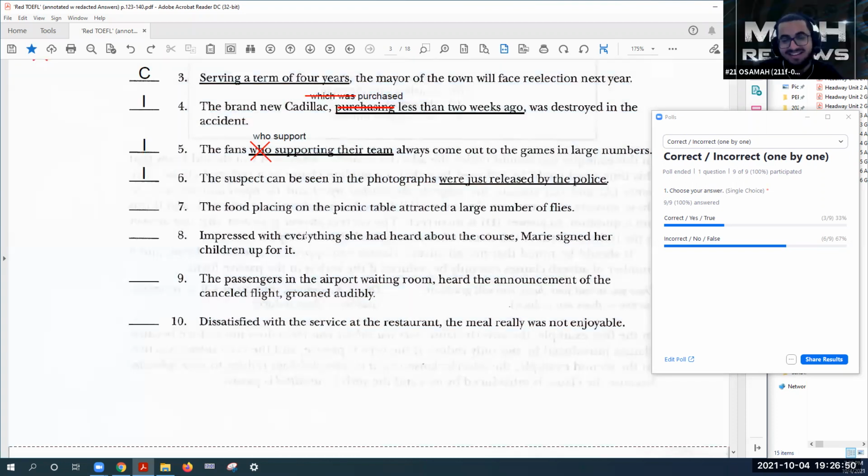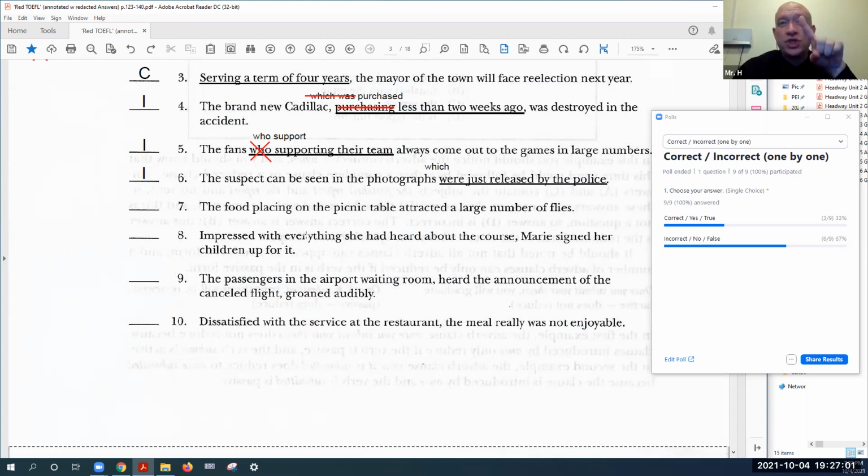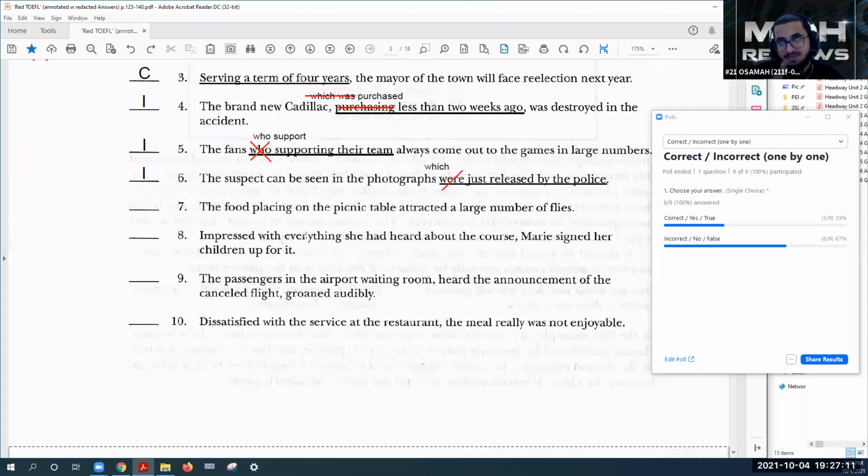We can add that or which. Where do I put it? After photographs. Right. The photographs which were just released. Now, how do I reduce it? If I reduce it correctly, how do I do it correctly? Released by the police. Yes. So I remove the connector, subject, and the be verb.